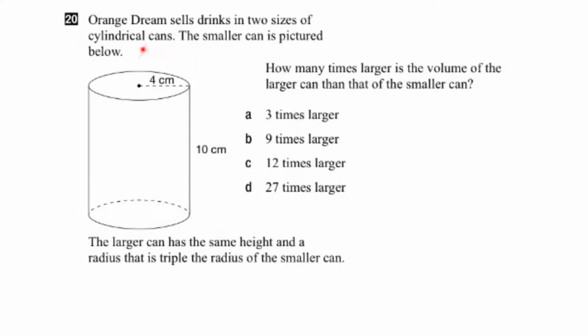In this question, we're given a cylinder that represents a can, and we're asked to find how many times larger is the volume of a can if it has triple the radius, but it has the same height.